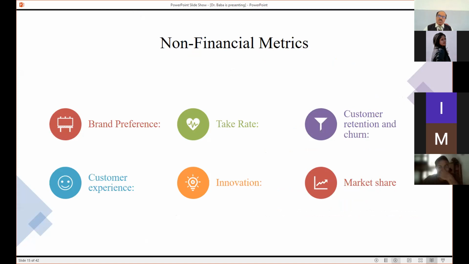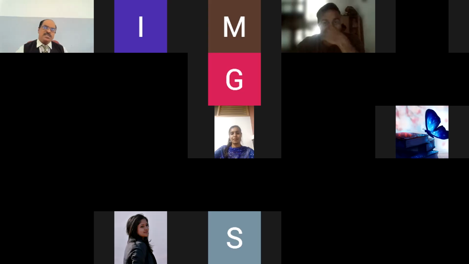Then how far it is doing well in marketing side, customer experience, whether the organization is having an innovative capacity, market share, customer retention, this won't be reflected in the balance sheet. That is why it is called non-financial metrics. So usually, these are all the things included in the very olden stages of credit analytics. But nowadays, it is not like that. More things are coming now.